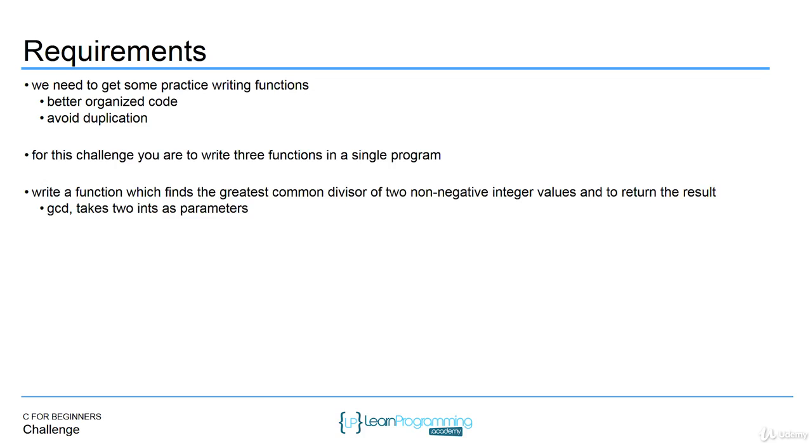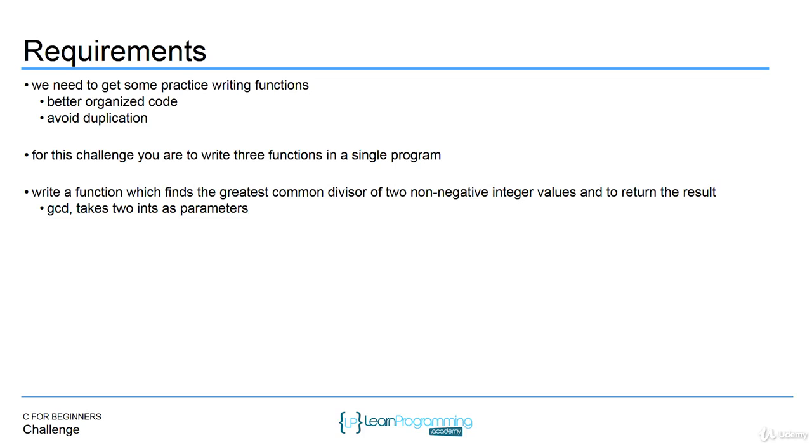I want you to write a function which finds the greatest common divisor of 2 non-negative integer values and returns the result. You can create a function named GCD. The function should take 2 integers as parameters. The algorithm to find the greatest common divisor is pretty simple. You can look online or find any math book.